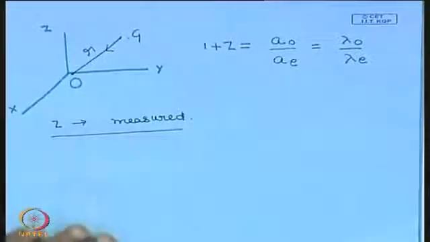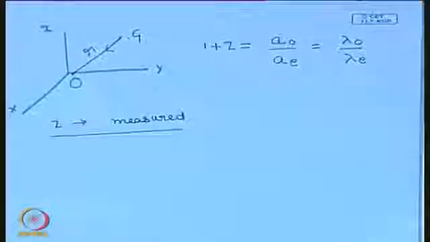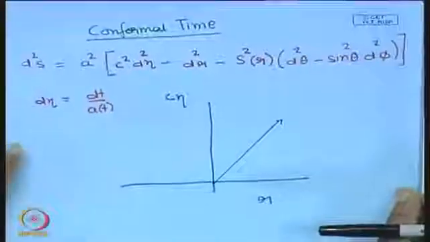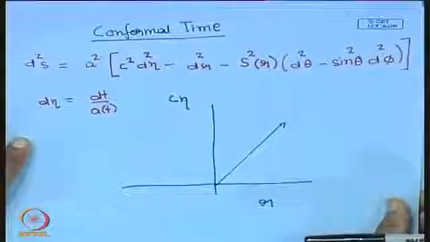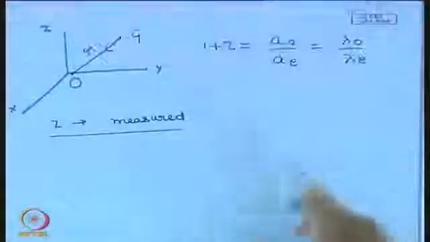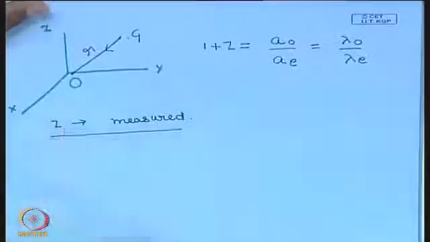Once you can identify some spectral line, you can then do spectroscopy and determine the redshift. This is the quantity that is measured. Before we go into anything else, let us first see what the relation is between the conformal time and the distance for the propagation of light. We shall come to the redshift relation later on.